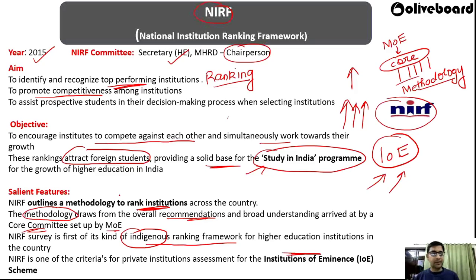Salient feature of this scheme is that it outlines a methodology. This methodology has been given based on which the ranking for the institutions will be given, and the overall recommendation will be given for this methodology by the core committee, which we have already discussed, how this core committee has come up. This is the first of its kind indigenous ranking system framework, and this ranking system will also be used by private institutions for the assessment for the Institute of Eminence scheme.